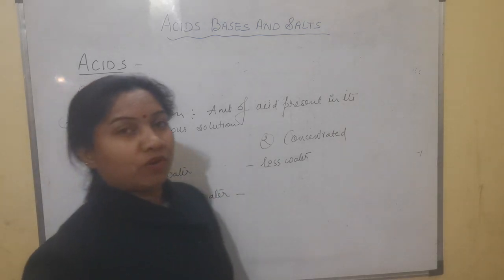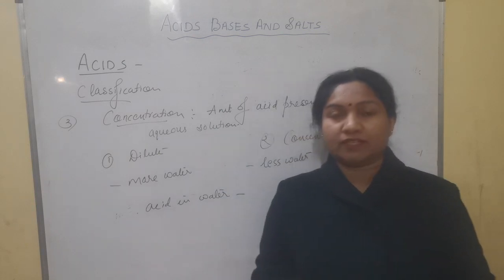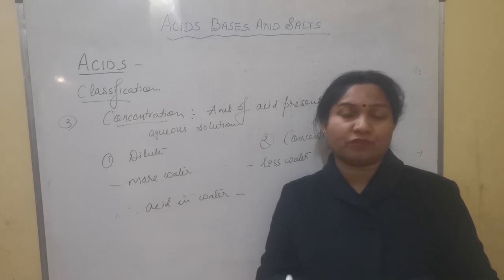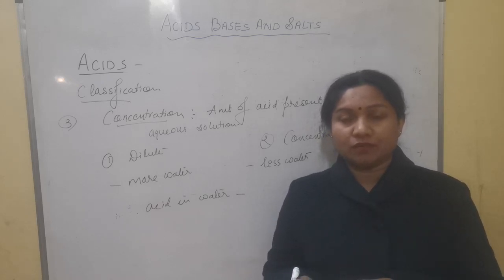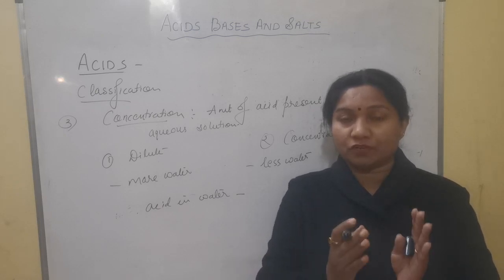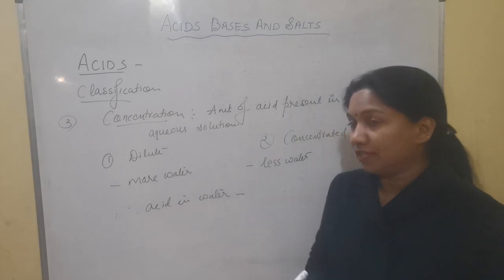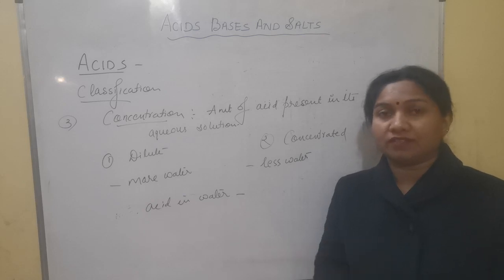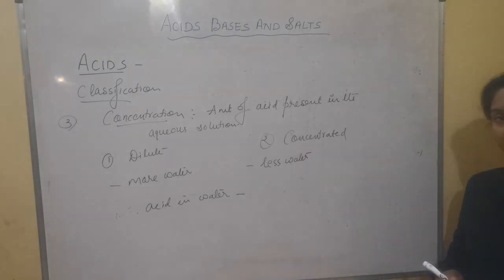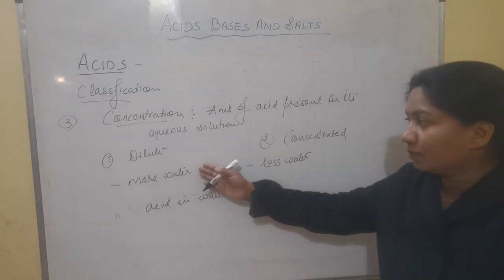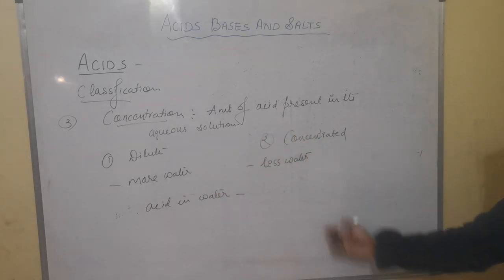Whenever we are required to dilute an acid, there is a particular process for dilution: drop by drop of acid is to be put in water, instead of putting water in acid. Because if you put water in acid, it is a highly exothermic process and a very large amount of heat is liberated. That is why we put acid in water for the dilution process. So dilute means more water is present and concentrated means less water is present.